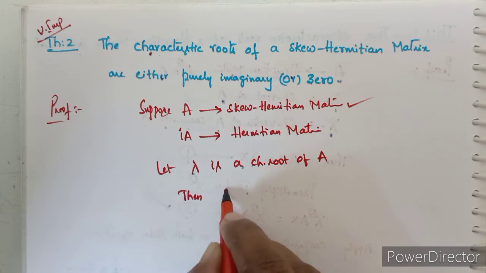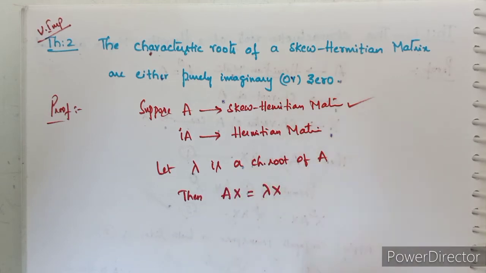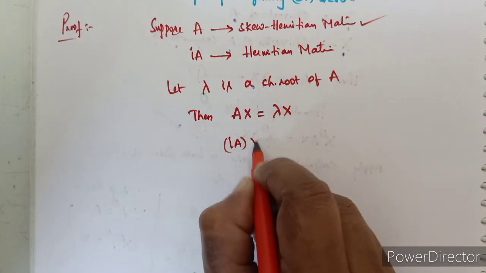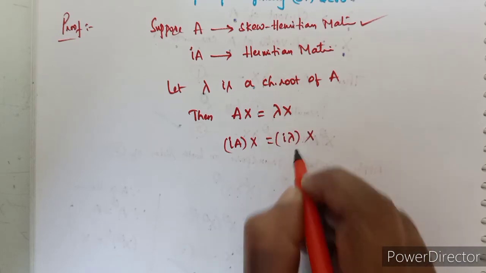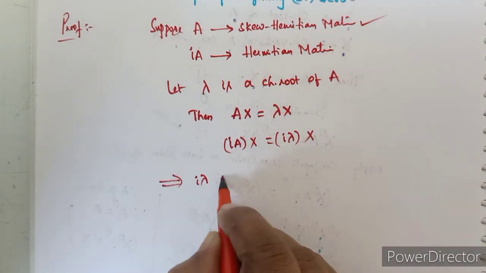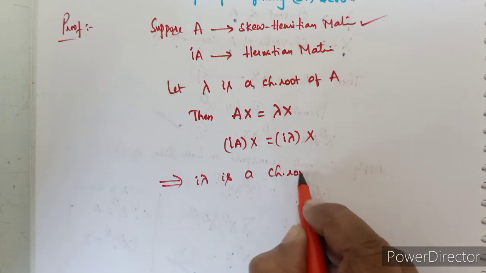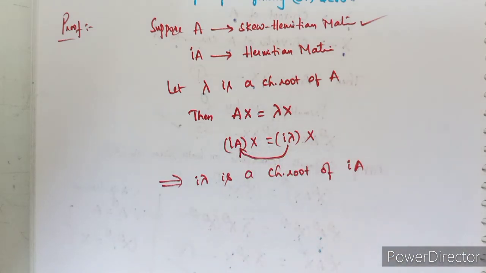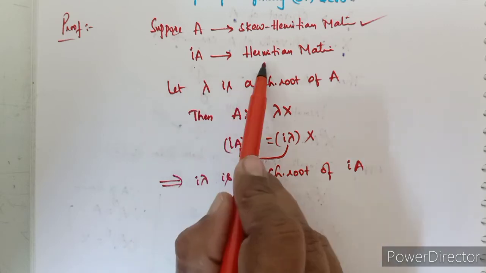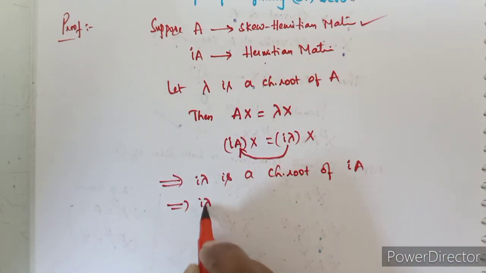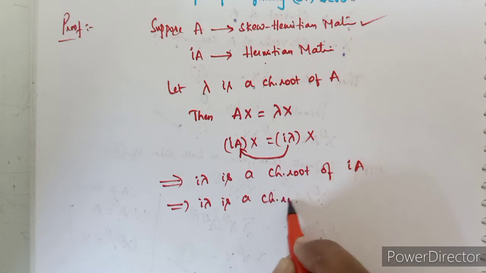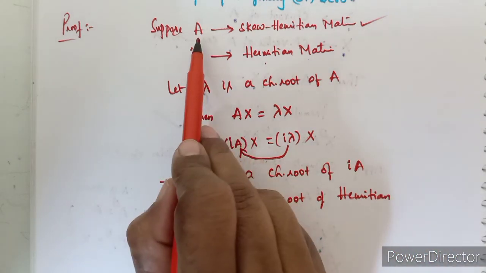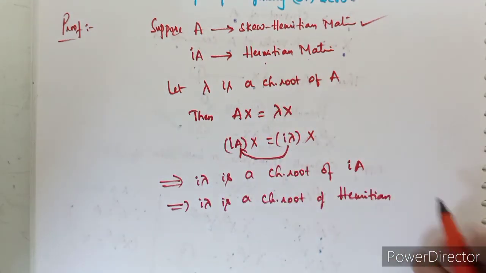Then A into X is equal to lambda into X. We multiply both sides with I. IA into X is equal to I lambda into X. This implies I lambda is a characteristic root of IA. What we have seen, IA is a Hermitian matrix. Therefore, I lambda is a characteristic root of a Hermitian matrix. So actually A is a skew Hermitian, but IA is a Hermitian.